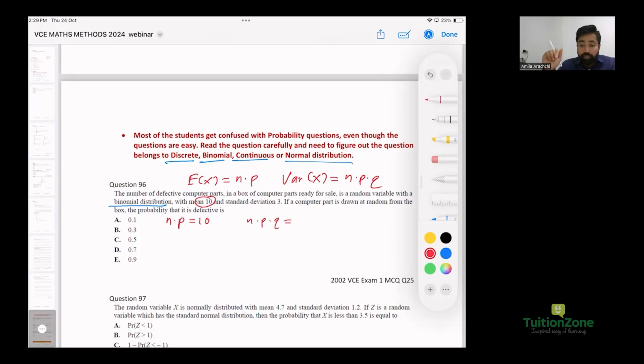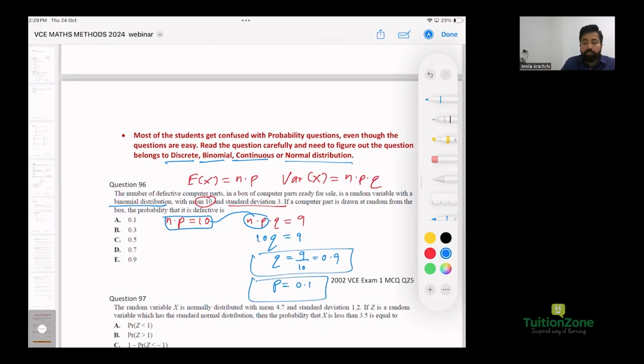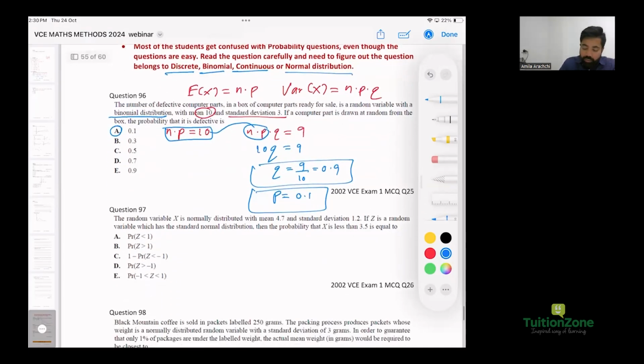Is it 9? 9, because the standard deviation is 3, just squared, 9. And the easiest way, as we know the np value is 10, just sub it into npq. So 10q is equal to 9. q is equal to 9 over 10, which is simply 0.9. If that's 0.9, what's the answer for p? 0.1, because q and p add up to 1. Yeah, defective is p, 0.1. Answer is A. That's faster.